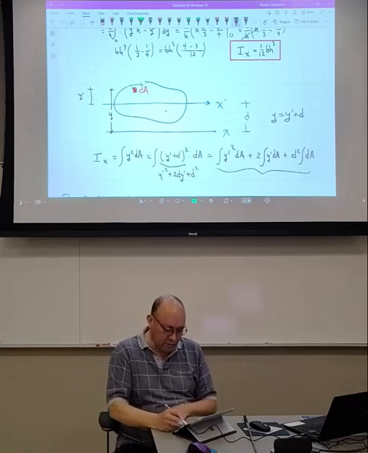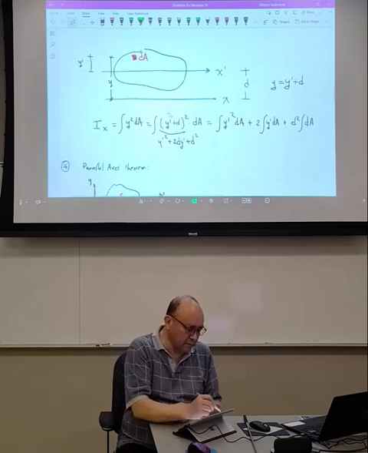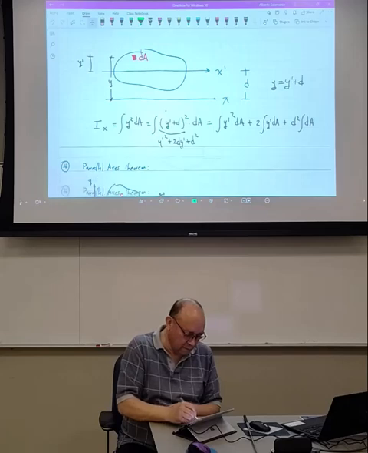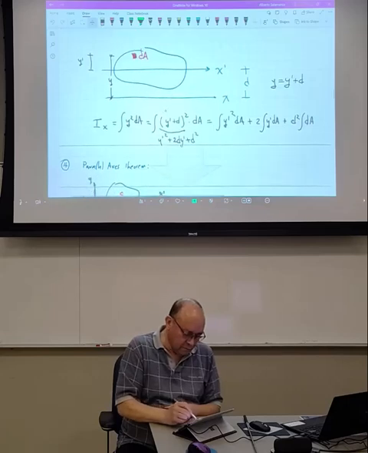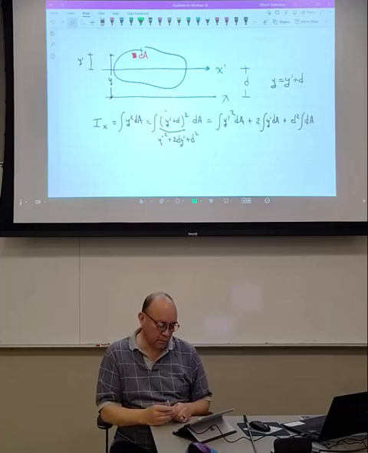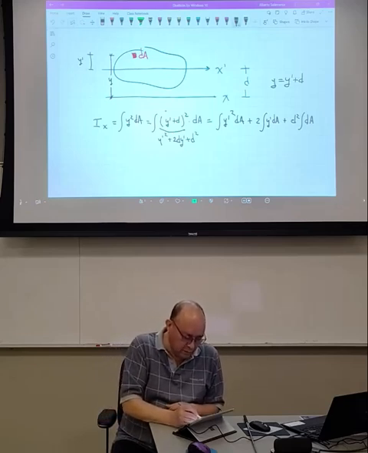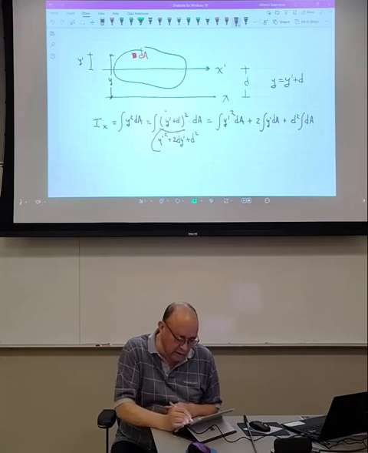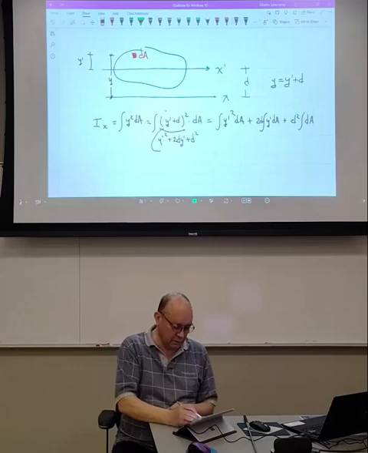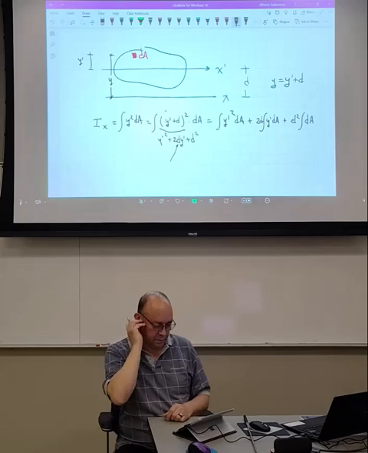Okay, let's see what we got. Professor, shouldn't the middle integral have a d then? Oh yeah, it has a d here, right? Yes, this little d. That one. Okay. Yes.